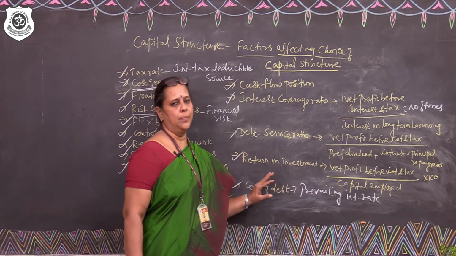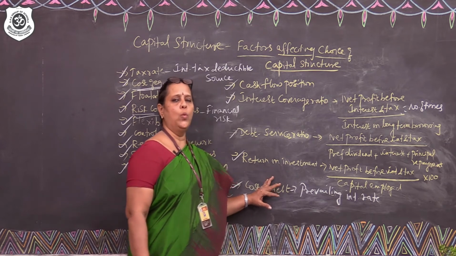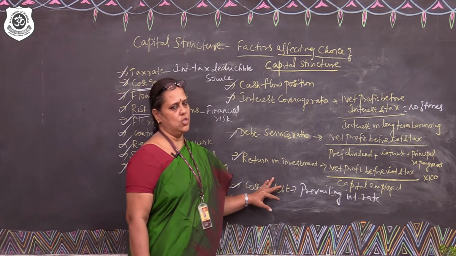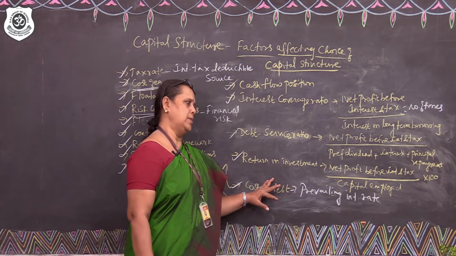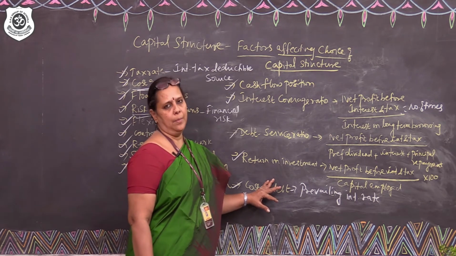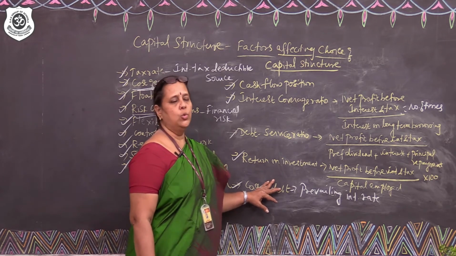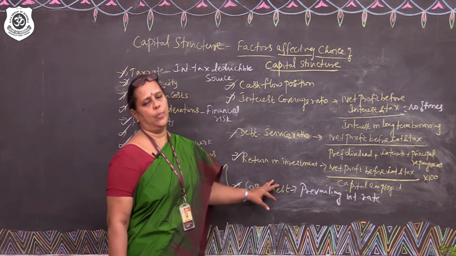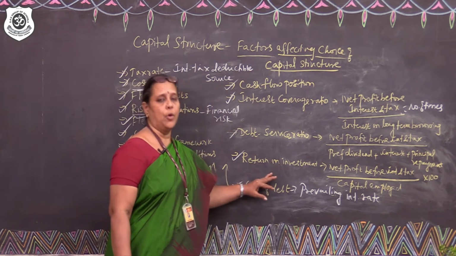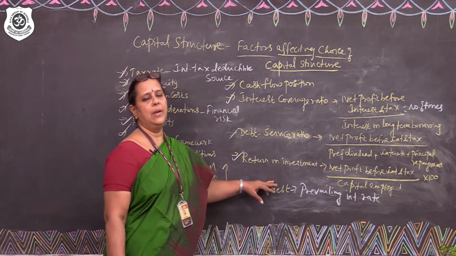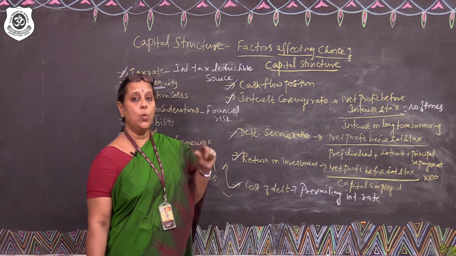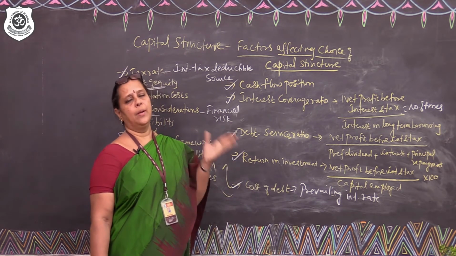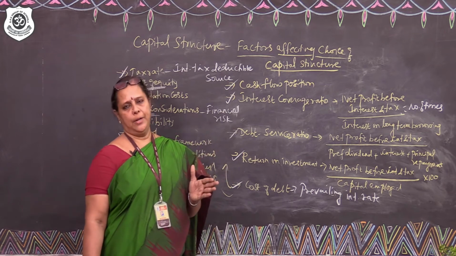The next is return on investment. This ratio is computed to evaluate the overall profitability of the organization. It is computed by dividing net profit before interest and tax by capital employed, multiplied by 100. So, this ratio indicates overall profitability. The higher the profitability, the greater is the ability of the organization to meet its fixed commitment. So, if ROI is more, then the company can employ more debt.